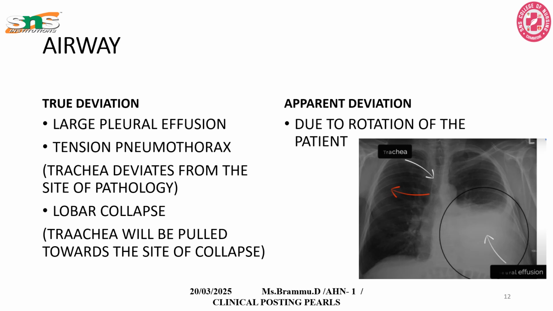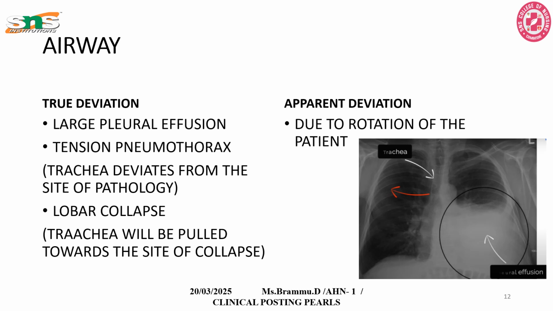And here the airway, that is the trachea, can show deviation. We can define two major types of deviation: the true deviation, and the other one, an apparent deviation, which might be due to the patient being rotated in the bed. True deviation is mostly of pathological origin, and it is always seen in a case of a large pleural effusion or tension pneumothorax or lobar collapse.